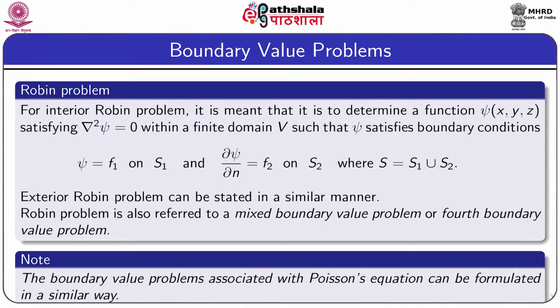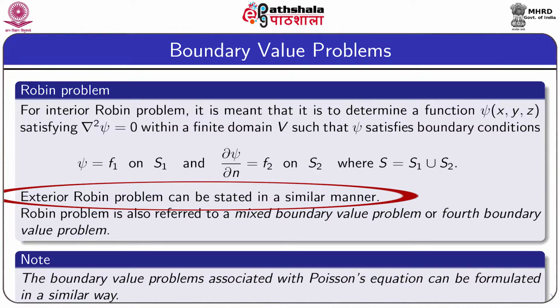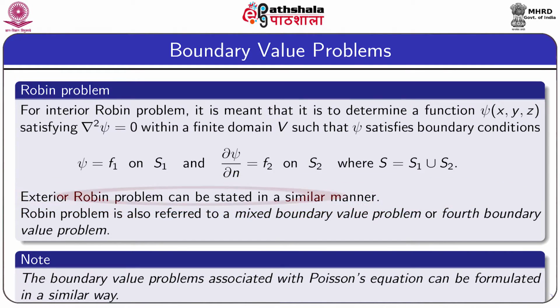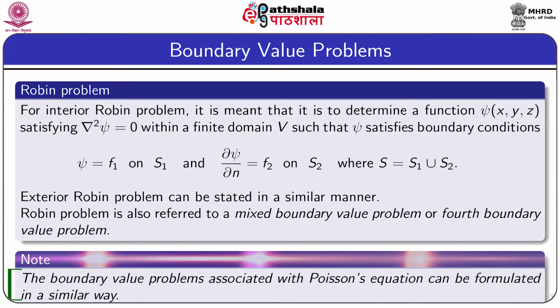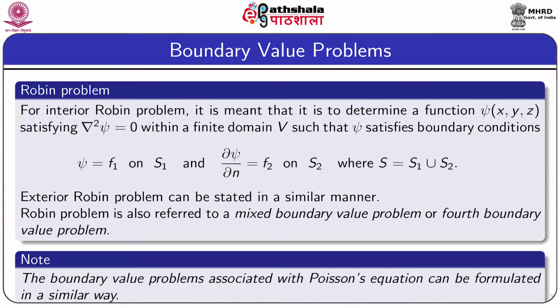In a similar manner, we can define the exterior Robin problem. The Robin problem is also referred to as a mixed boundary value problem or fourth boundary value problem. It is to be noted that the boundary value problem associated with Poisson's equation can be formulated in a similar way.